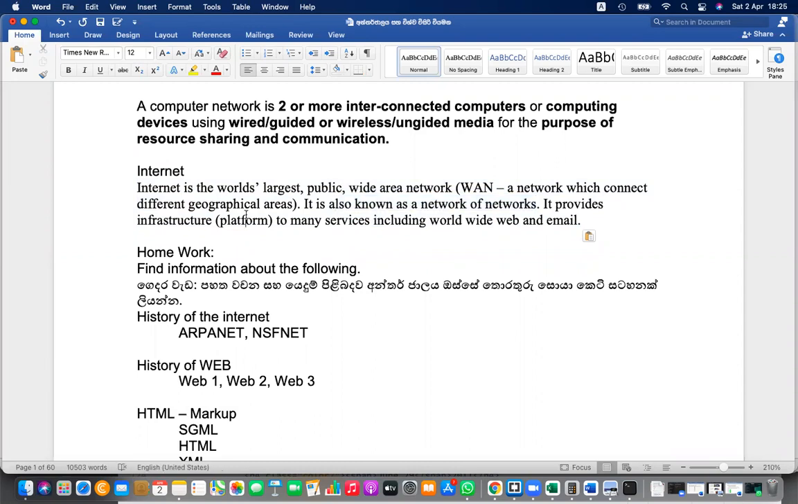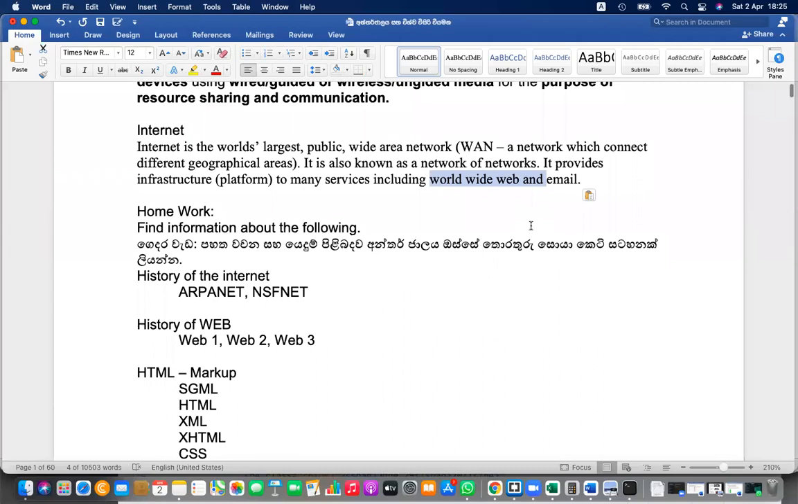It is the platform, the infrastructure. In Sinhala, we can call it Yatitala Pahasukam. For example, the road is a platform and a bus is a service. The road is a platform and a car is a service. The road is a platform and a truck is a service. Similarly, the internet is the platform, or the infrastructure, and the World Wide Web and email are some of its services. There are many other services, but mainly the World Wide Web and email are the main services of the internet. Okay, so that is about the internet.